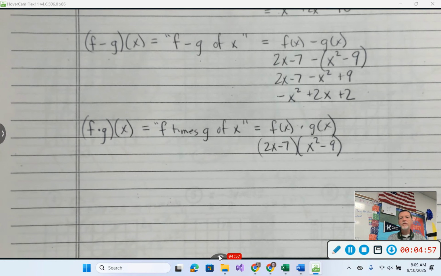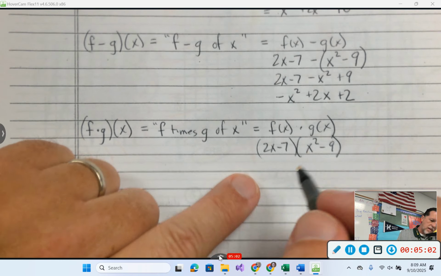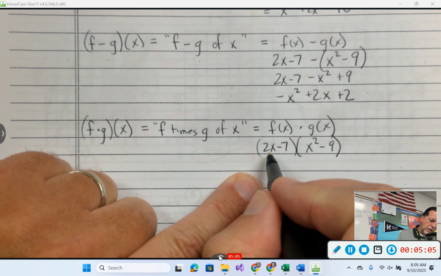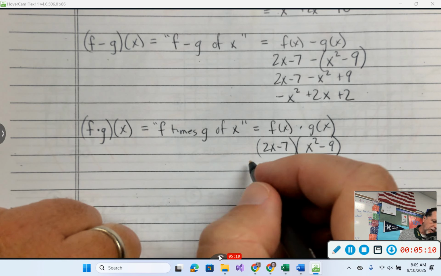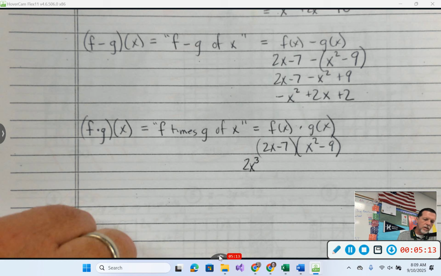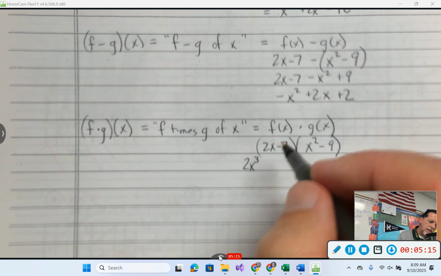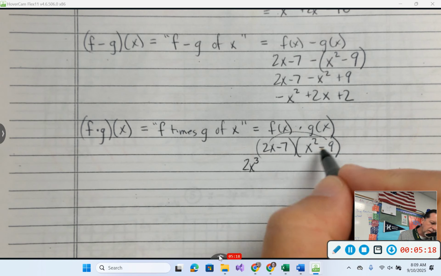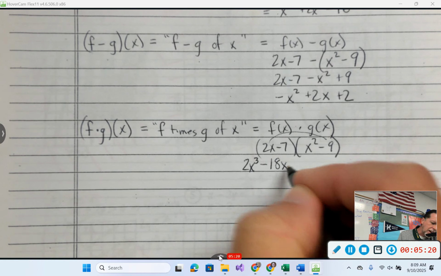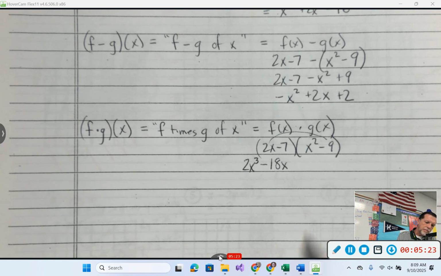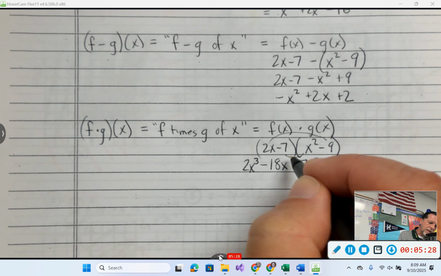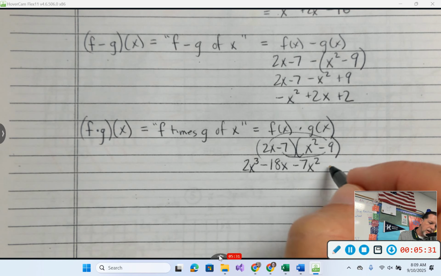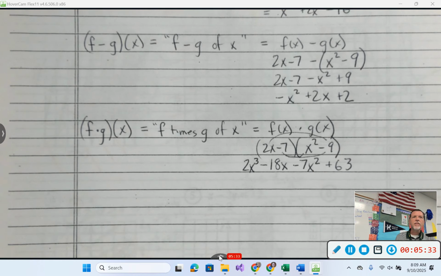Ooh, get the FOIL here. Or distribute, however you want to phrase it. So I think FOIL. I'm going to do the first, 2x times x squared. That would be 2x cubed. Then the outside, 2x times negative 9 is minus 18x. And then the inside, minus 7x squared. And then the last, plus 63.